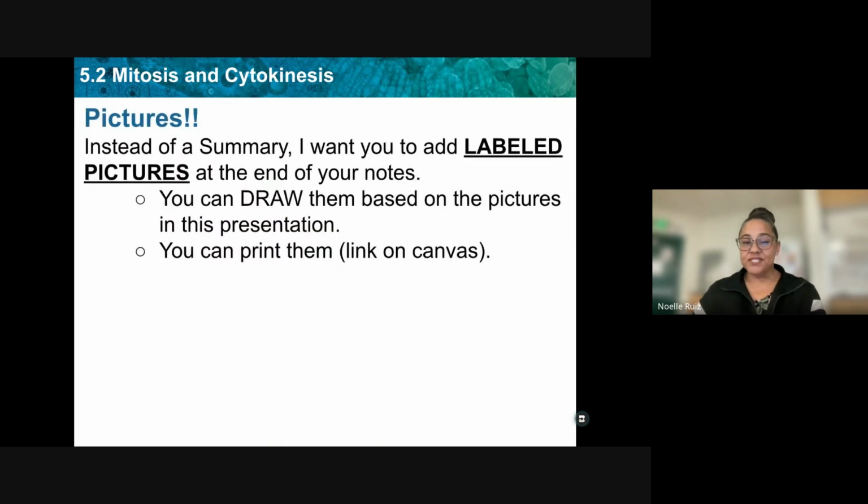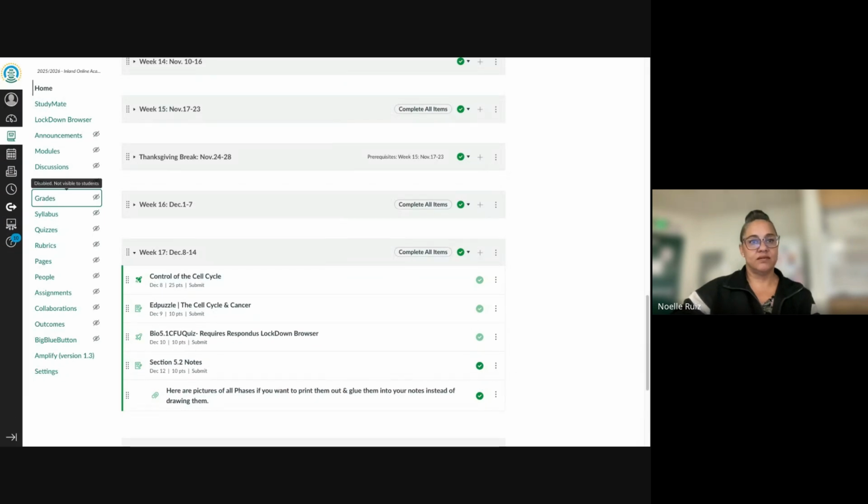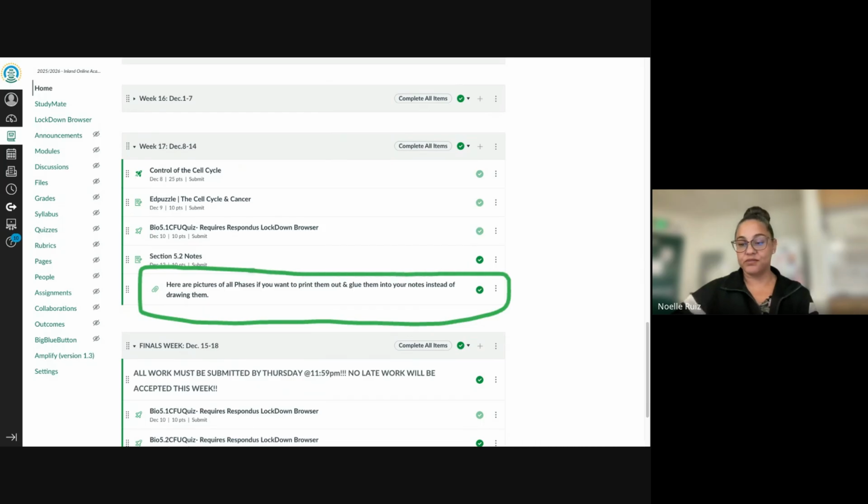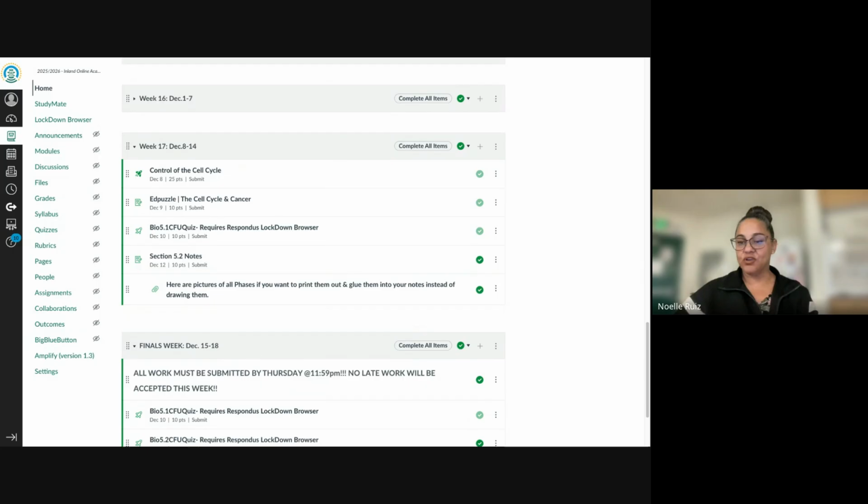All right, pictures. So instead of a summary, I want you to add labeled pictures at the end of your notes. You could also draw them with each phase too if you want. Either way, you can draw them based on the pictures in this presentation, or you can print them. And I put the link on Canvas down here. It says, here are pictures of all the phases if you would rather print them and glue them to your paper instead of drawing them. It's totally up to you. You can draw them or you can print them. But that is what I want instead of a summary this week.